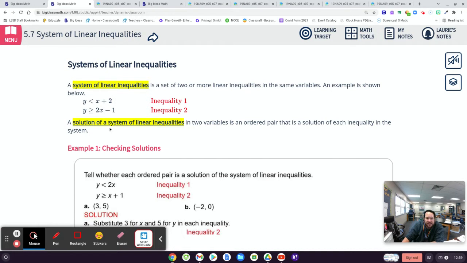A solution of the system of inequalities is an ordered pair that is a solution to both inequalities. Okay, and there are lots and lots of possibilities. So feel free to jot that down in your notes. You might also want to include that a solution is also where your graphs overlap. It's the overlapped shaded area.